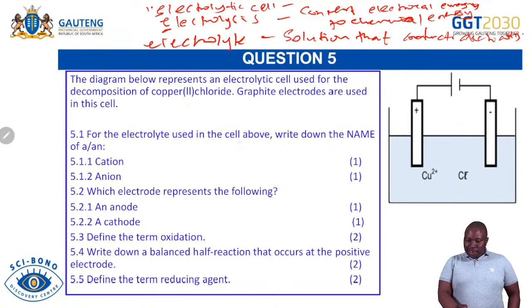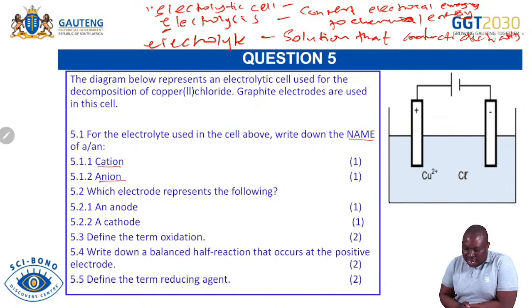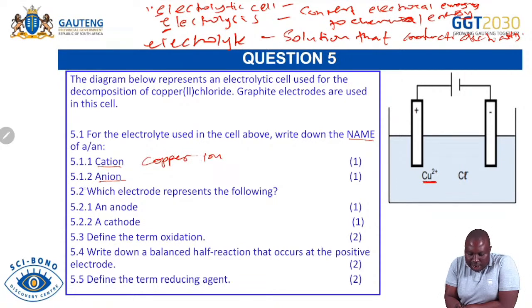So for the electrolyte used in the cell above, write down the name of the cation and the anion. So here we want the name. Remember, a cation is a positive ion, which is the copper ion. And the anion is the chloride ion. So you're able to write that: the chloride ion and the copper ion.